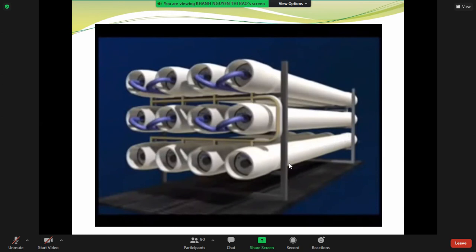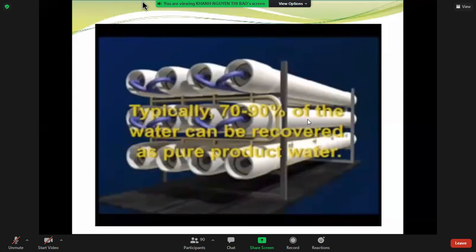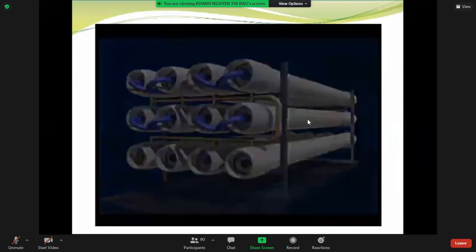The permeate water then flows out the end of the vessel and is collected as the product, and the reject or concentrate from that vessel may then flow through another vessel producing more permeate. The remaining concentrate may then be disposed of as waste or partially recycled as the feed. Typically 70 to 90% of the water can be recovered as pure product water.